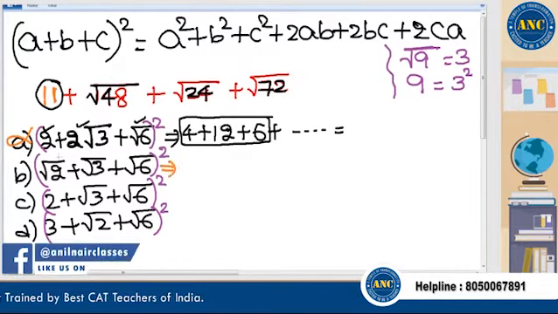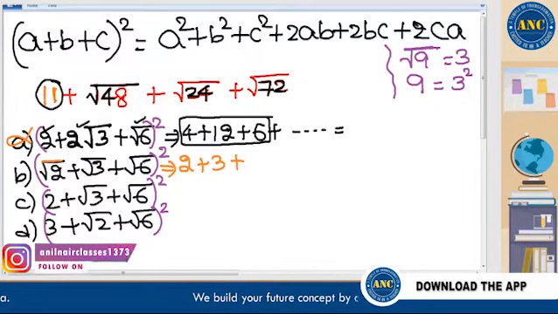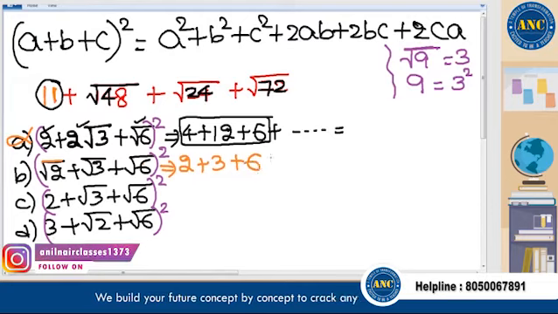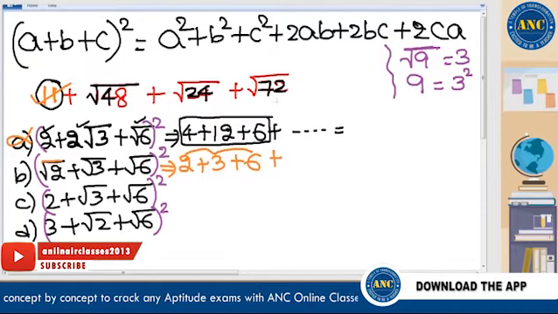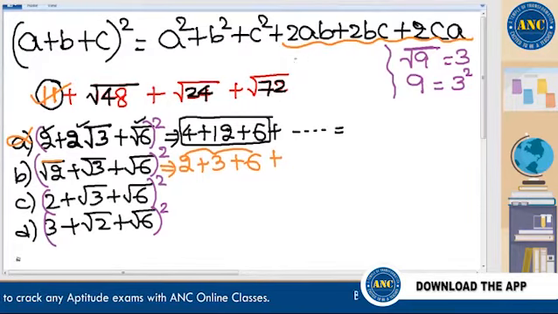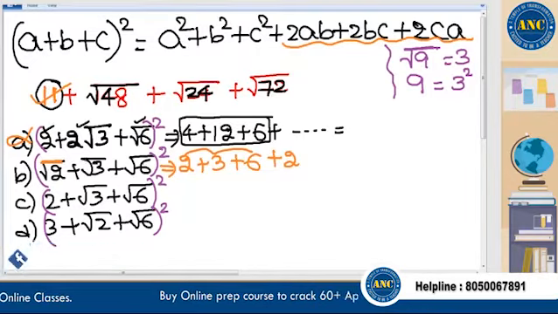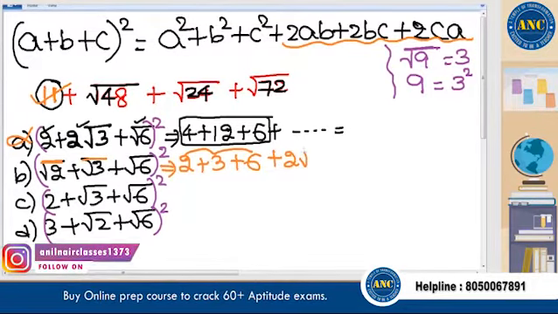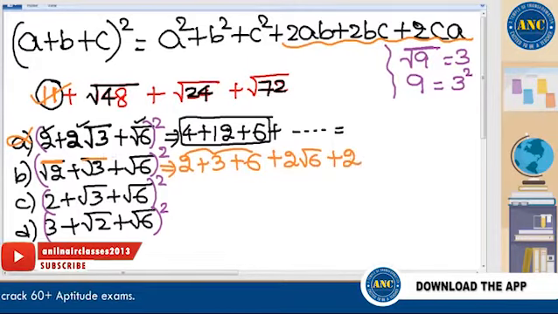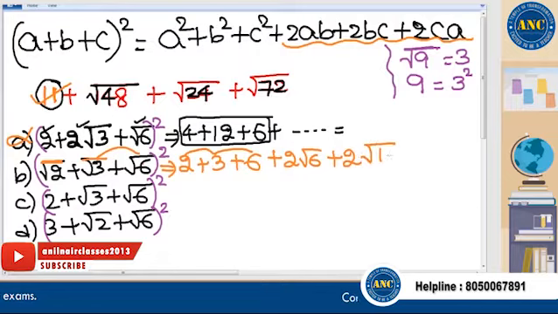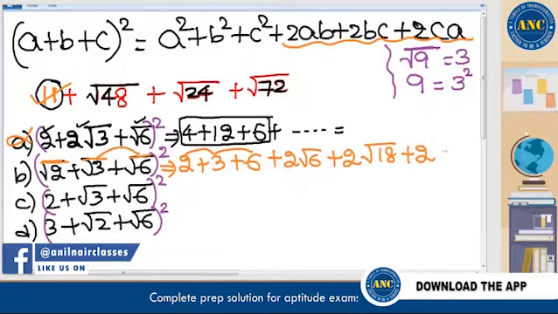Second option, if I use it: A square is root 2 whole square, B square is root 3 whole square, C square is root 6 whole square. Check it out till this part. 2 plus 3, 5, 5 plus 6, 11. Yes, whole number is correct. Check it out. These three terms are 2AB, 2BC, 2CA. 2 into AB, root 2 into root 3, it is root 6. Plus 2 into BC, root 3 into root 6, it is root 18. Plus 2CA, 2 into root 6 into root 2, it is root 12.